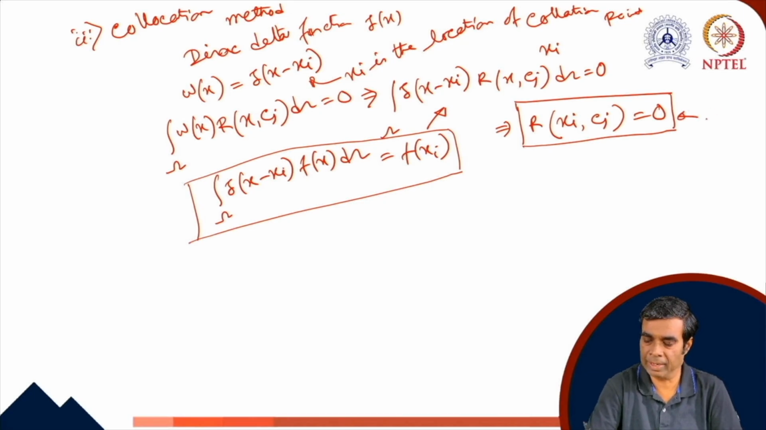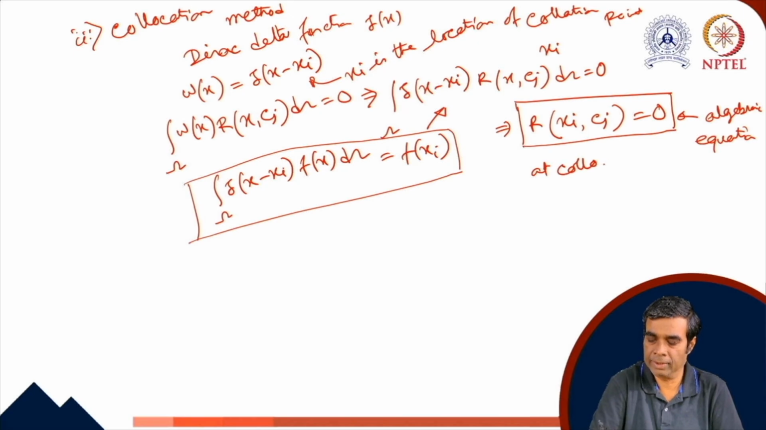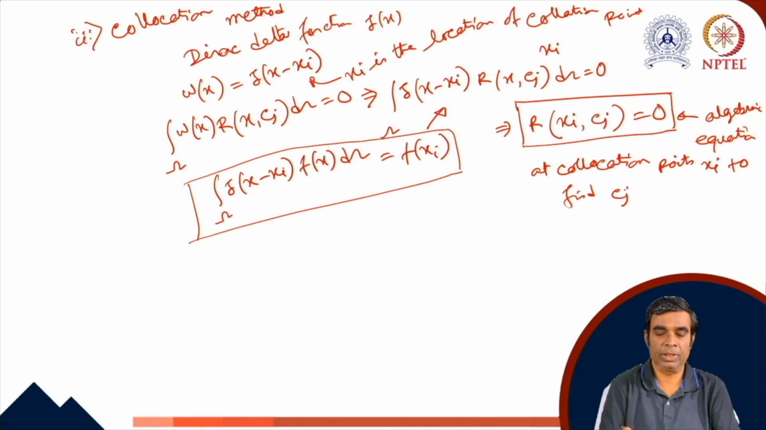So this gives us the governing algebraic equation for finding the coefficient cj. This becomes the algebraic equation at the collocation points xi to find cj. So this is the collocation method.